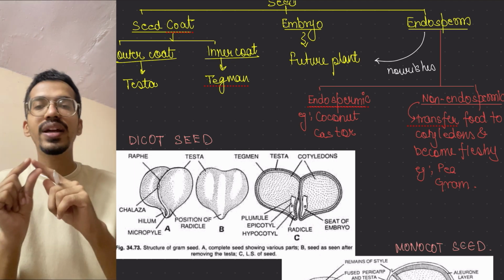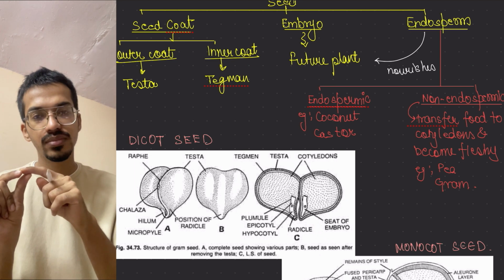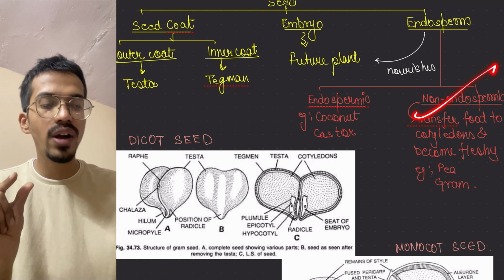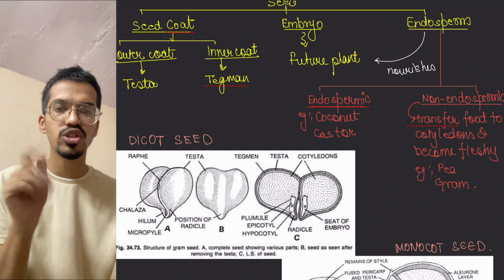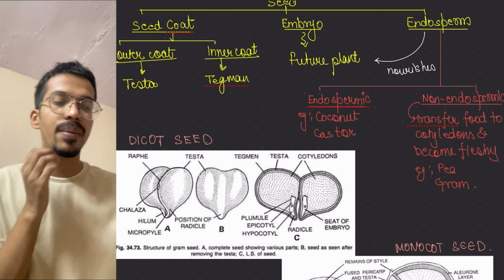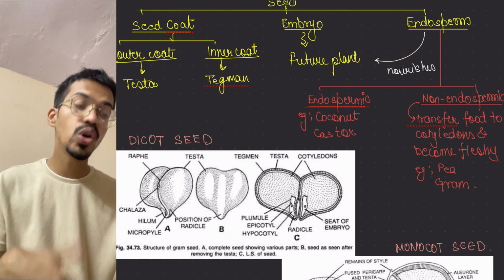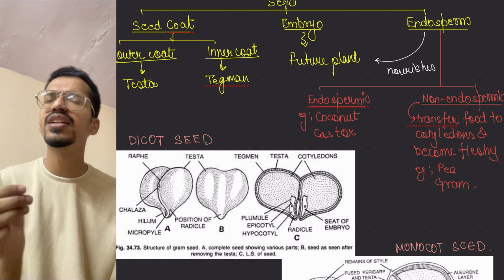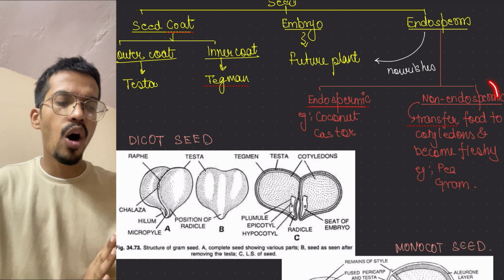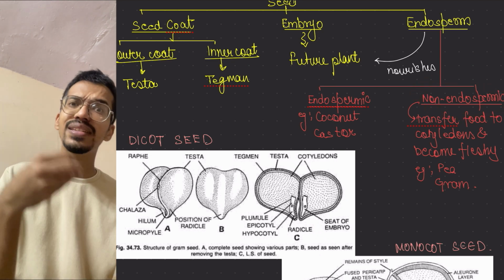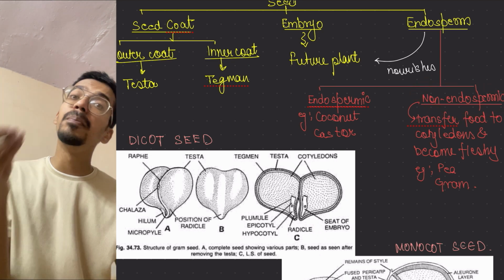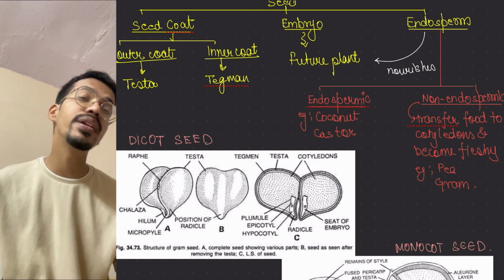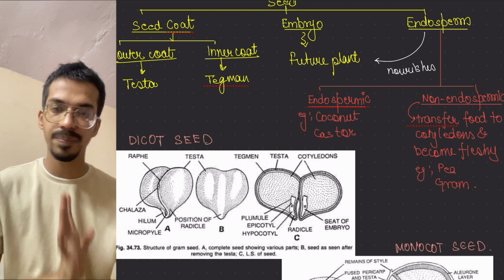Now what can happen is that it will provide the food. Either it will be completely consumed, meaning a non-endospermic seed, with no endosperm present. But in some cases, endosperm can be present, so that is called an endospermic seed. That will also provide food later on during germination. In non-endospermic seeds, if anything is left over, it might have been given to the cotyledons. What are cotyledons? Cotyledons are the reserved food part later on.